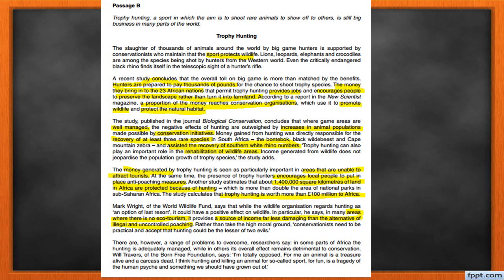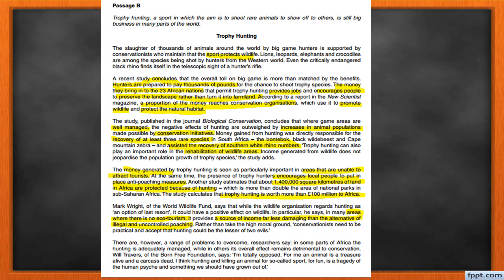Directly responsible for the recovery of at least 3 rare species. So that's something I notice I'm not highlighting every word in the sentence. I'm just picking out the bits that I need to remind me to focus back in on those when I read back and write my summary. It also says it's assisted the recovery of white rhino numbers, so that's got to be an advantage. It has played a role in rehabilitating wildlife areas, another advantage. So I'm starting to get a good range of points.